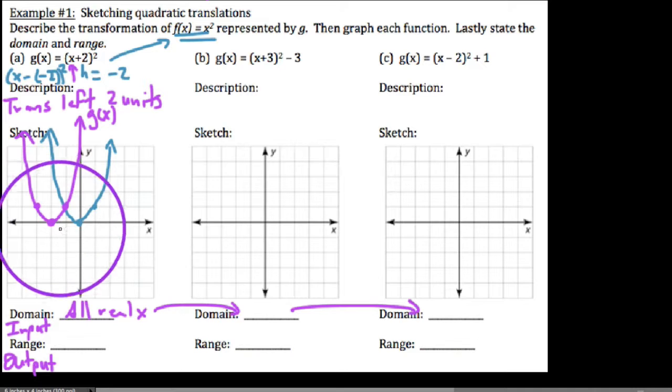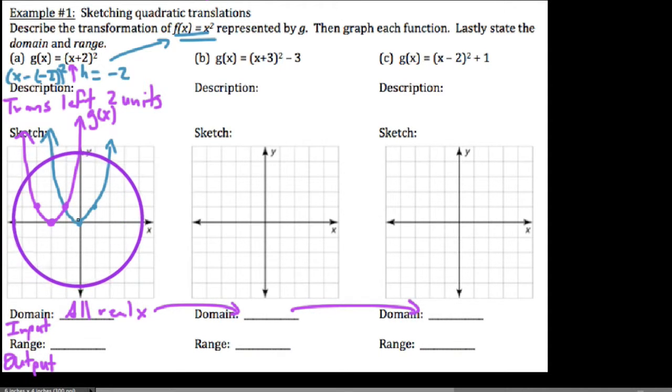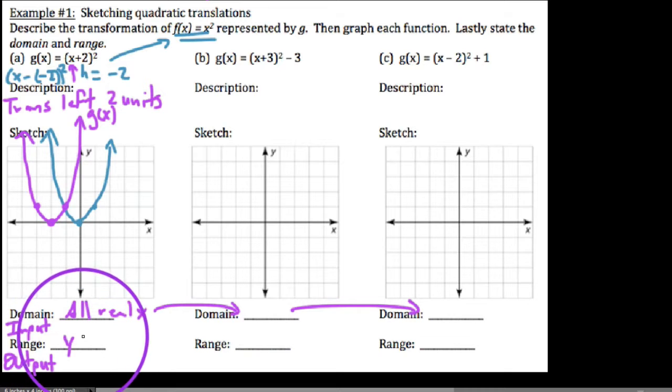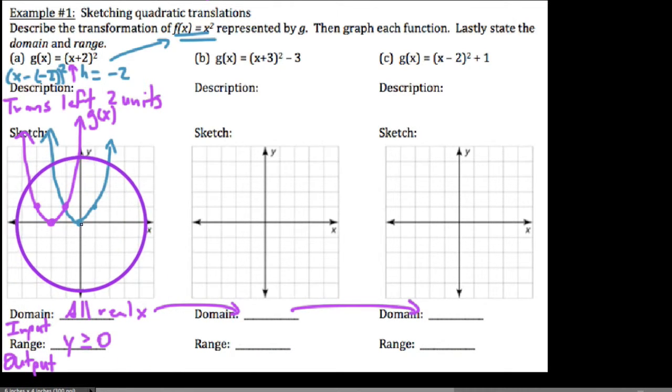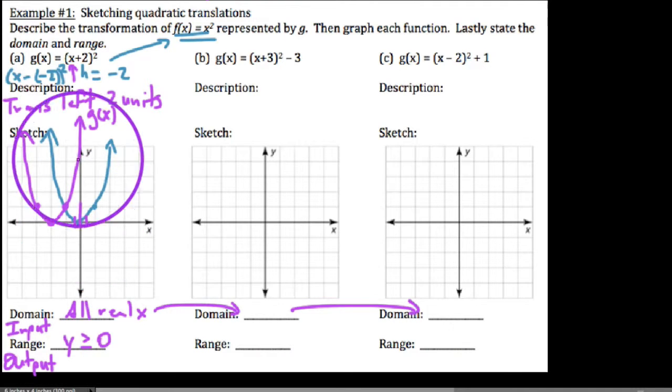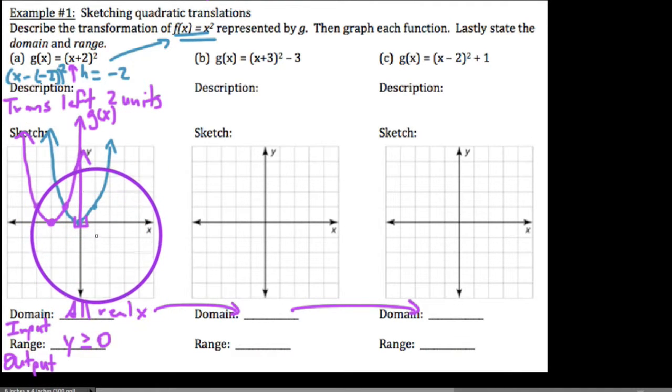As far as the range, we're saying what are the output values that were used on this graph. I noticed that the range values are only y values greater than or equal to 0 because these are only the y values that were used by our function here. The lowest it goes is 0, and that continues up forever and ever on that number line.